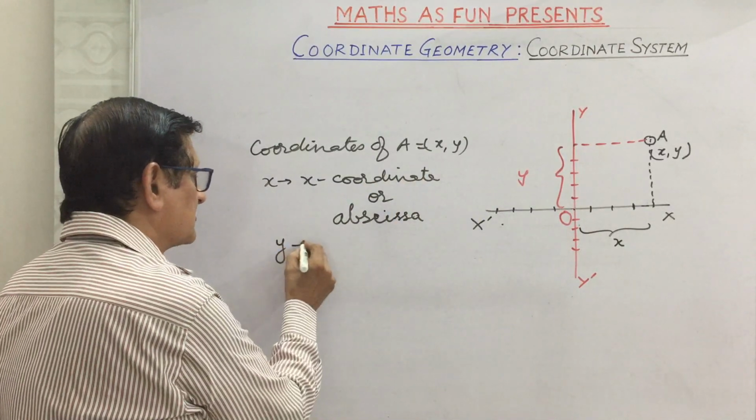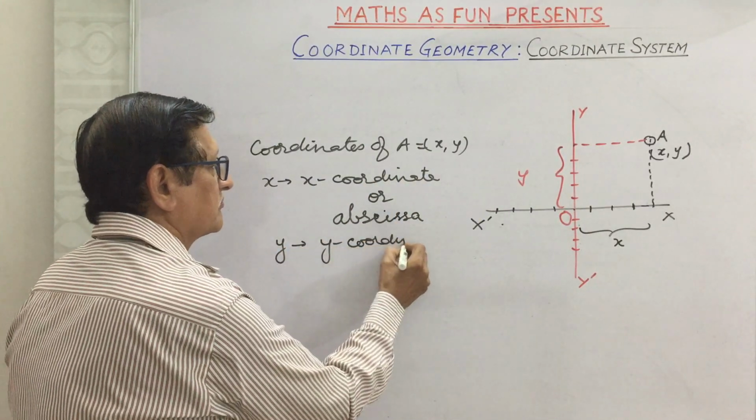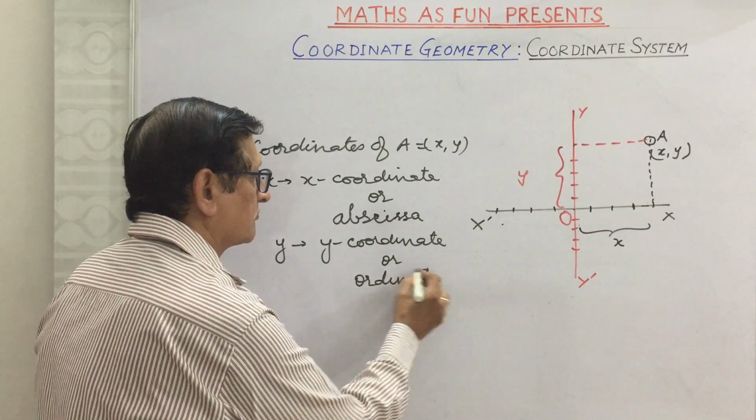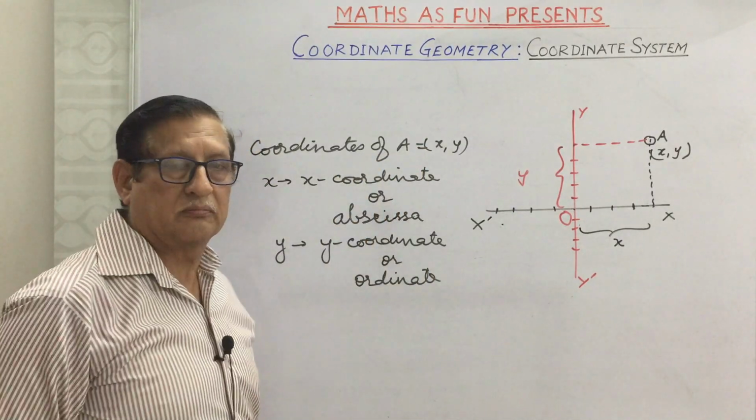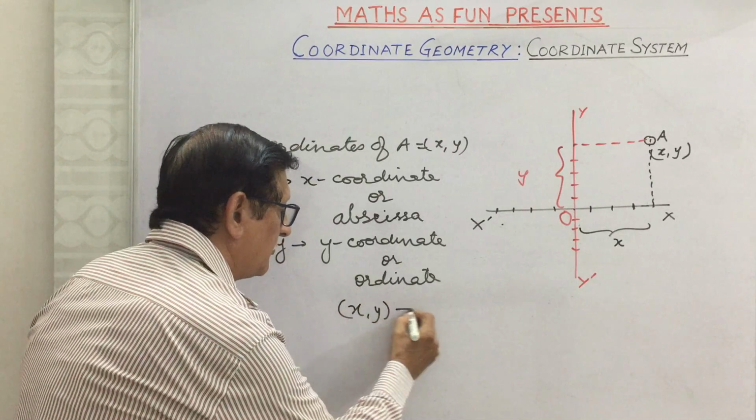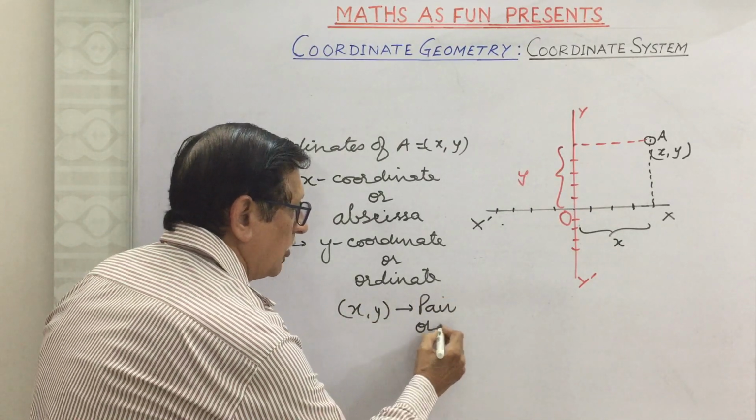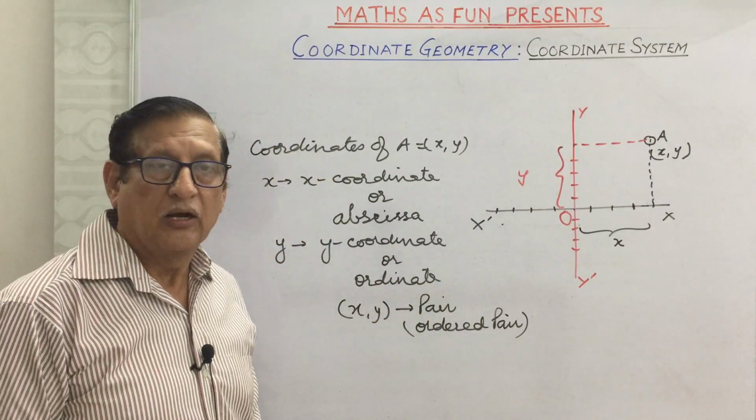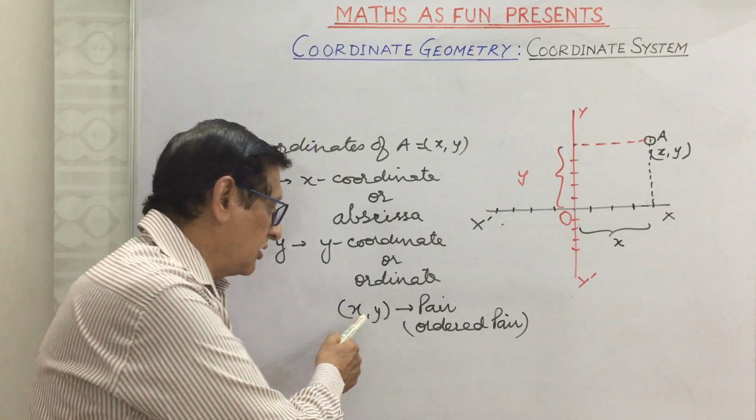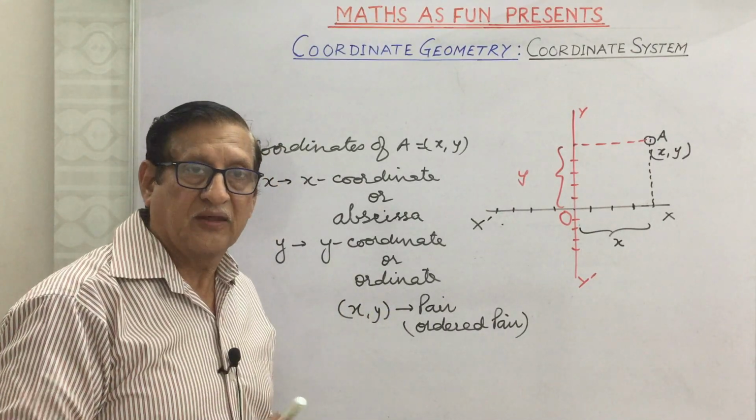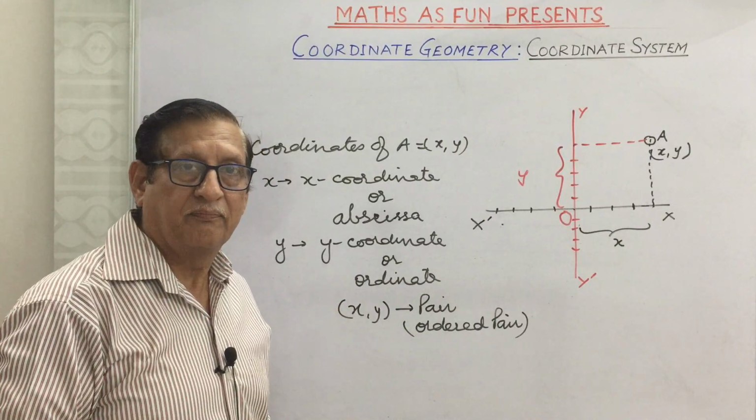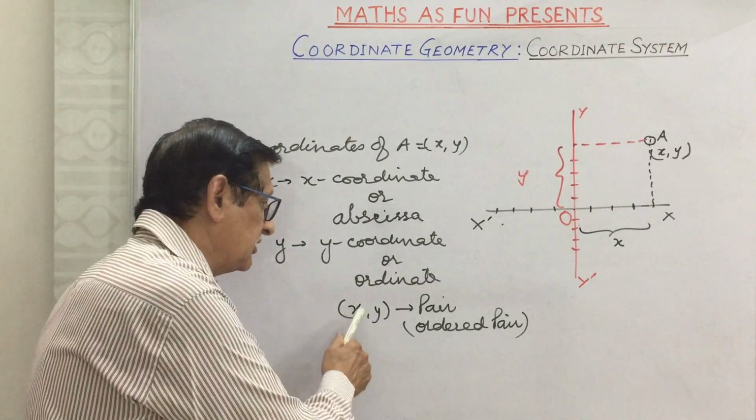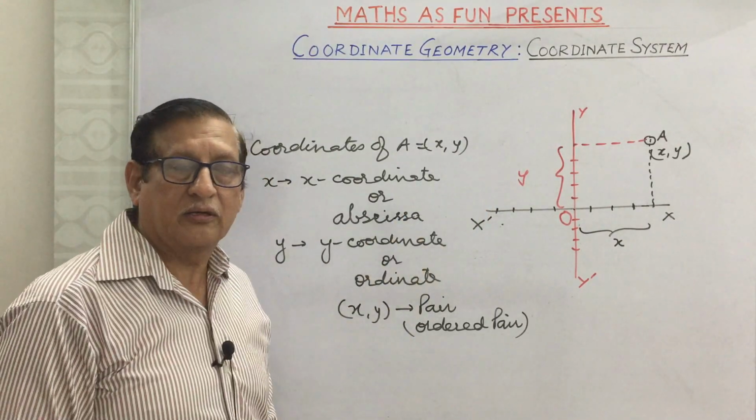Y, that y is known as y coordinate. It is also known as ordinate. They form a pair. This pair x, y is also known as ordered pair. What is the meaning of this ordered pair? Ordered pair means the order of this x and y is fixed. We can't interchange them. First number is showing the distance along the x-axis. Second is showing the distance along the y-axis.